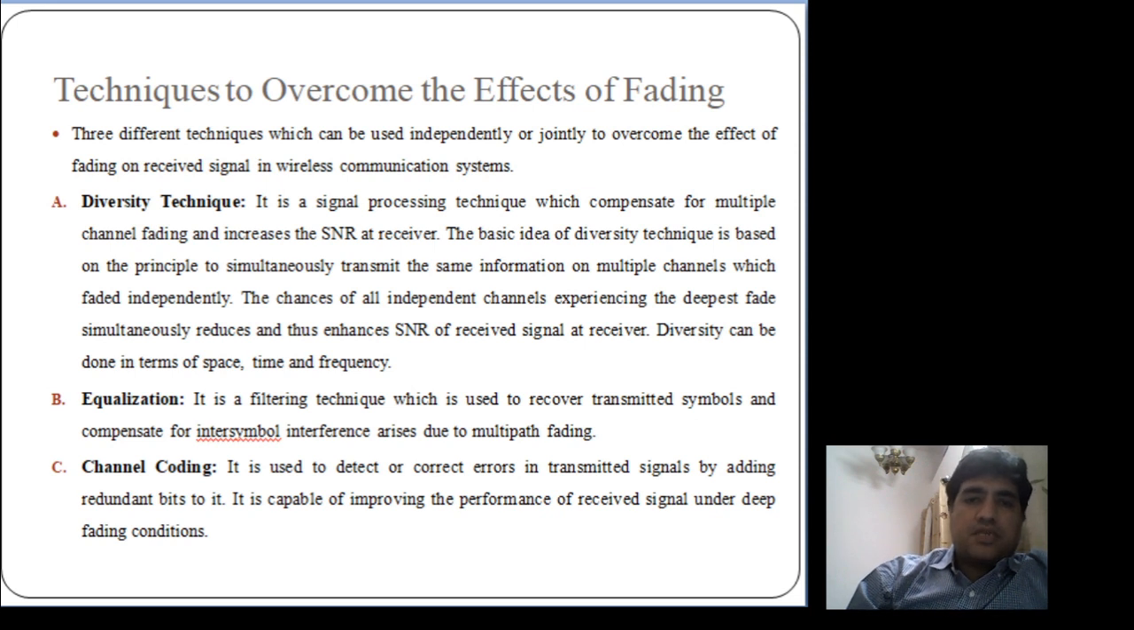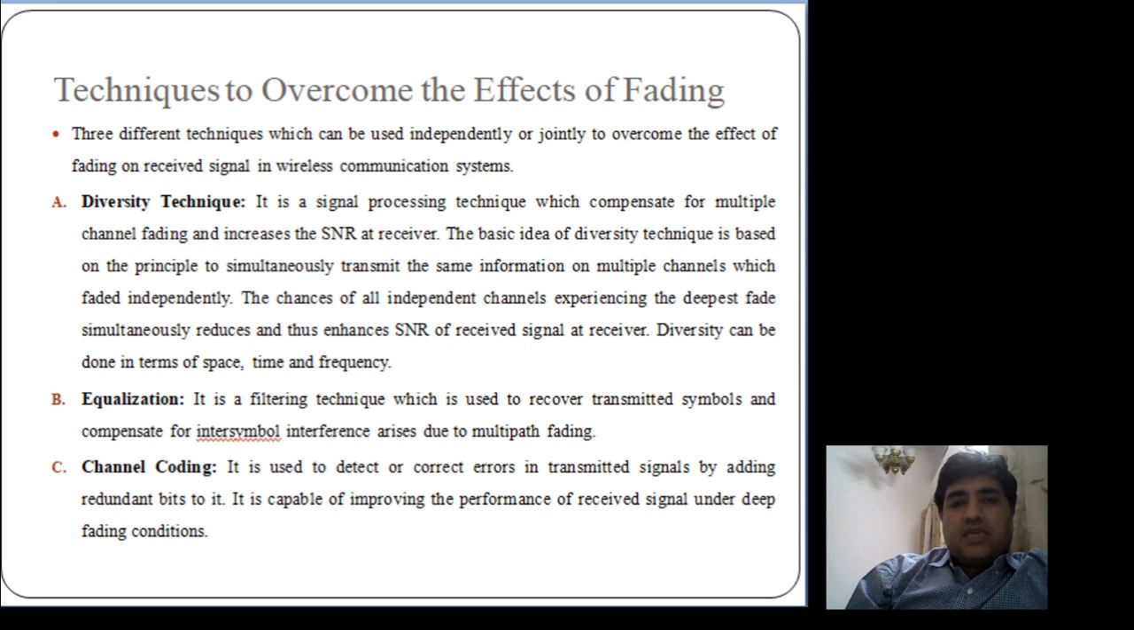It is a signal processing technique and it is used to compensate the multiple channel fading and increases the signal to noise ratio at the receiver. In wireless communication, there is no fixed path between the transmitter and receiver. So multiple copies of the transmitted signal are received at the receiver. So these multiple copies can be utilized at the receiver. They can be combined together to generate a signal at the receiver, and that signal will have a much better signal to noise ratio as compared to a single copy. So diversity can be done in terms of space, time, and frequency.